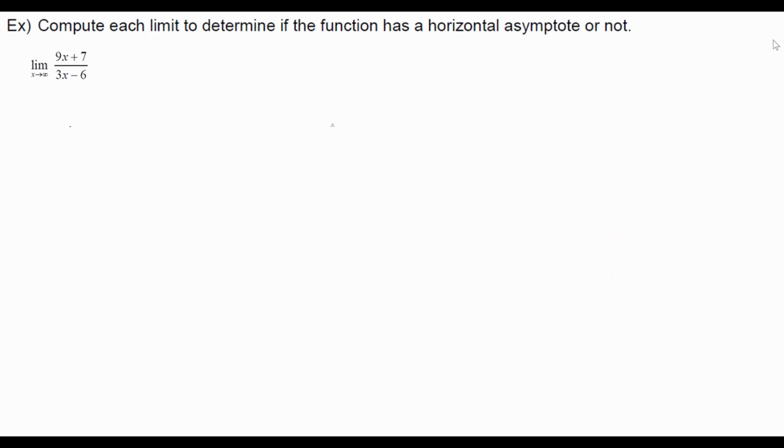Compute each limit to determine if the function has a horizontal asymptote or not. I have the limit of the quantity 9x plus 7 over the quantity 3x minus 6 as x approaches infinity. If I were to substitute infinity for x, I'm going to get infinity over infinity, which is undefined. So substituting infinity for x isn't going to work in this case.